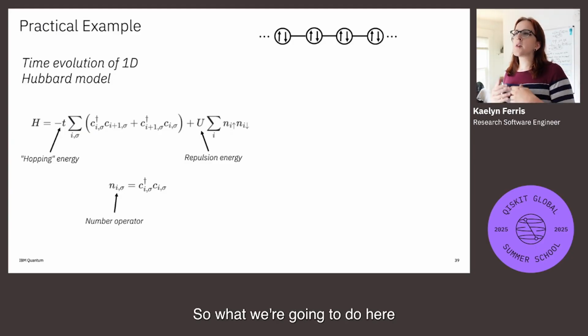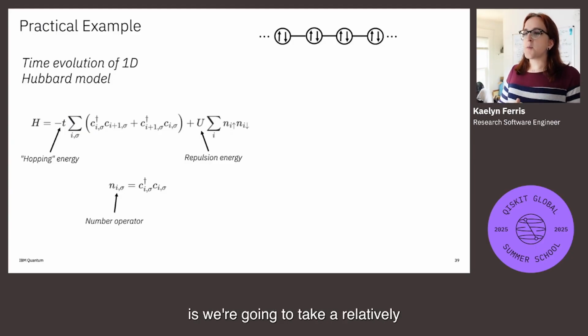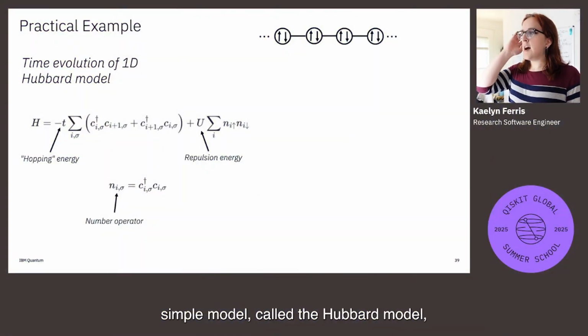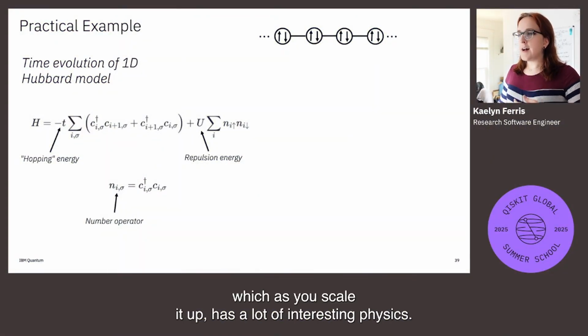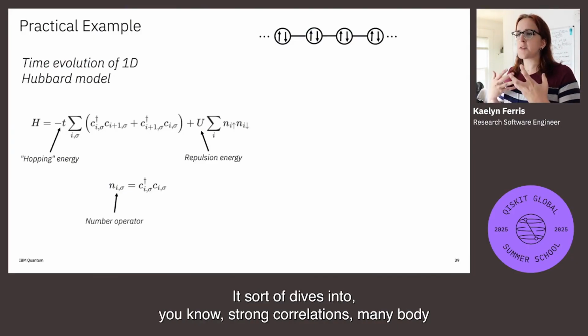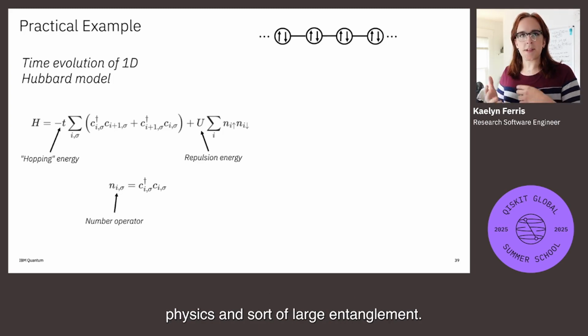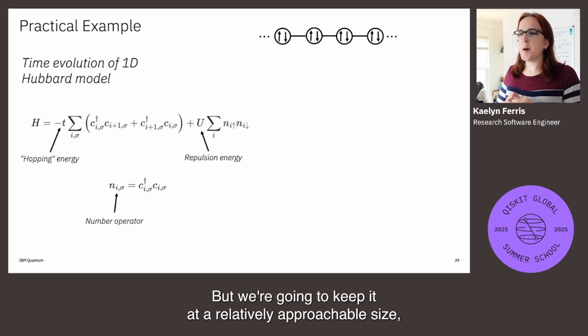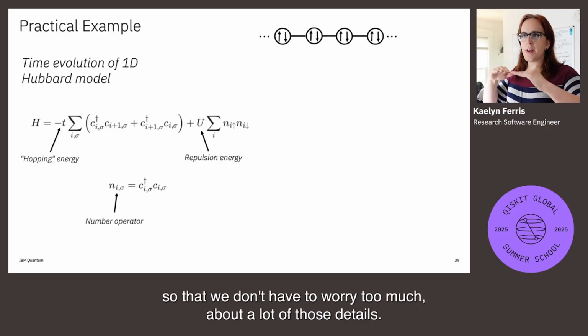So what we're going to do here is we're going to take a relatively simple model called the Hubbard model, which, as you scale it up, has a lot of interesting physics. It dives into strong correlations, many-body physics, and large entanglement. But we're going to keep it at a relatively approachable size so that we don't have to worry too much about a lot of those details.